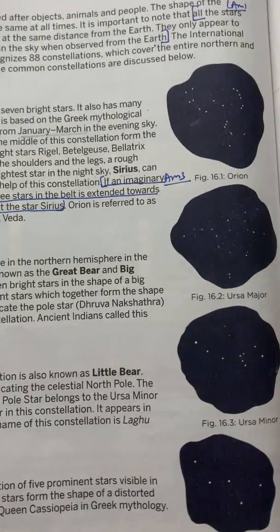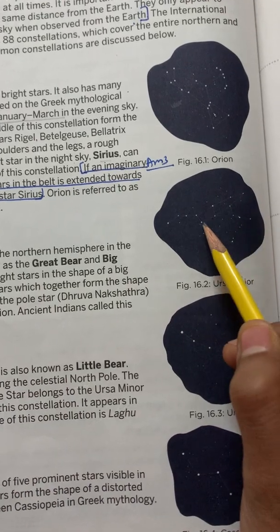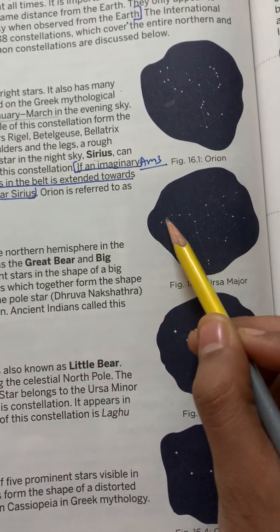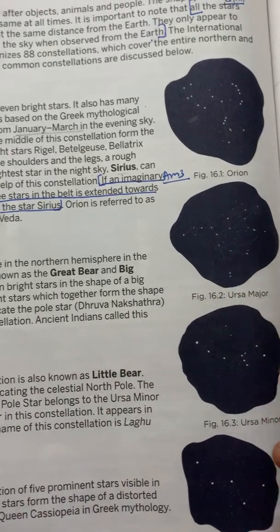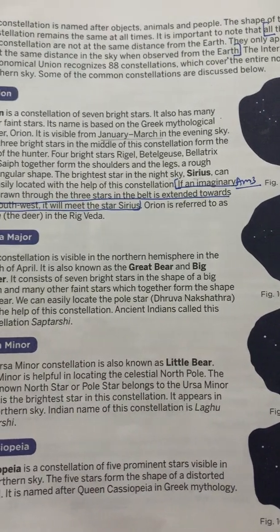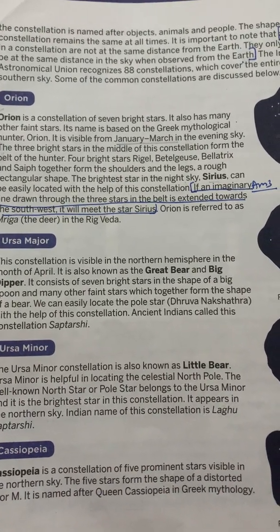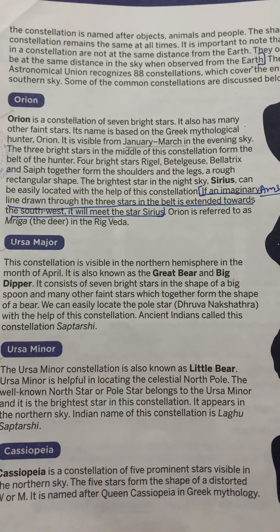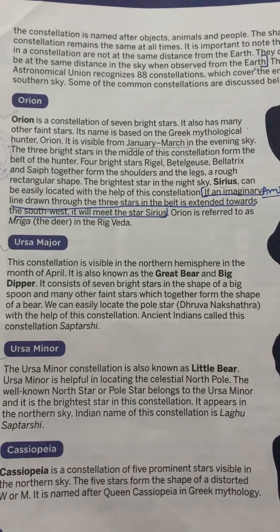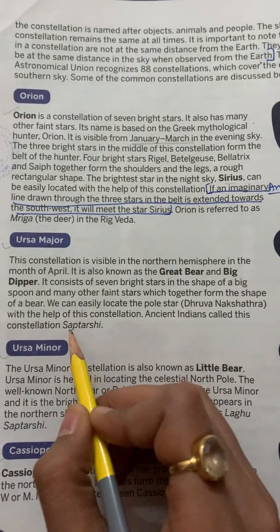So you see, Ursa Major is this particular Great Bear constellation. We can easily locate the pole star, Dhruv Nakshatra, with the help of this constellation. In ancient India, it is also known as Saptarishi.